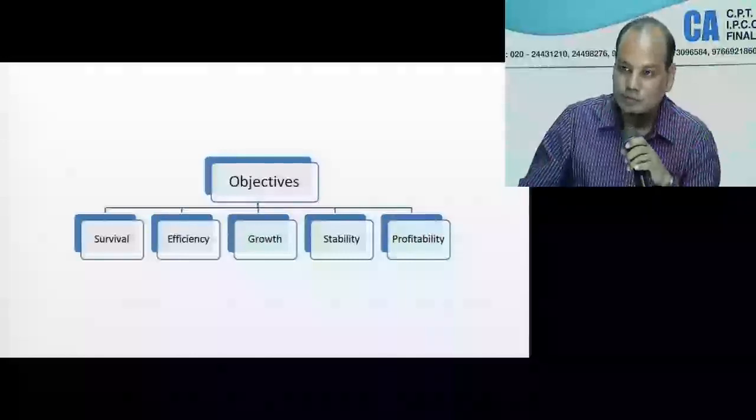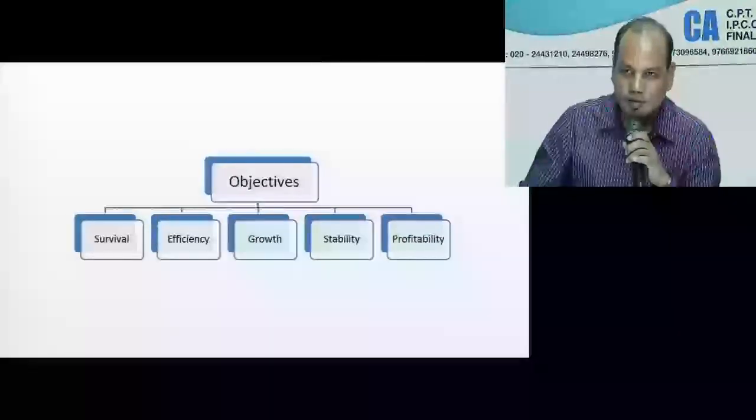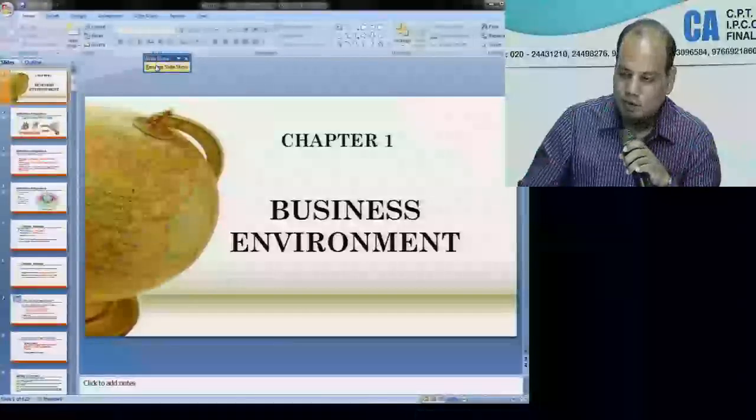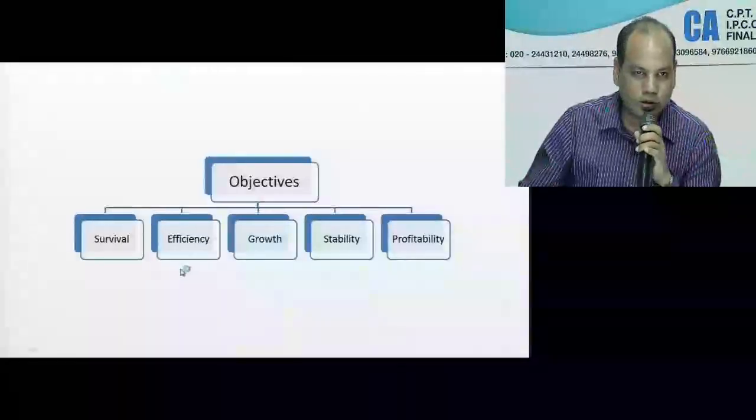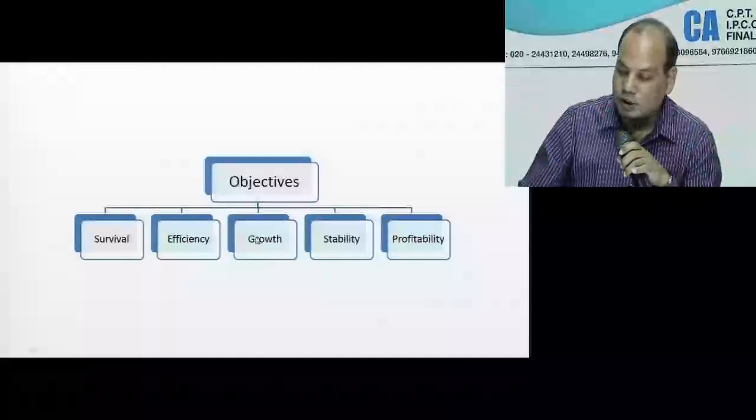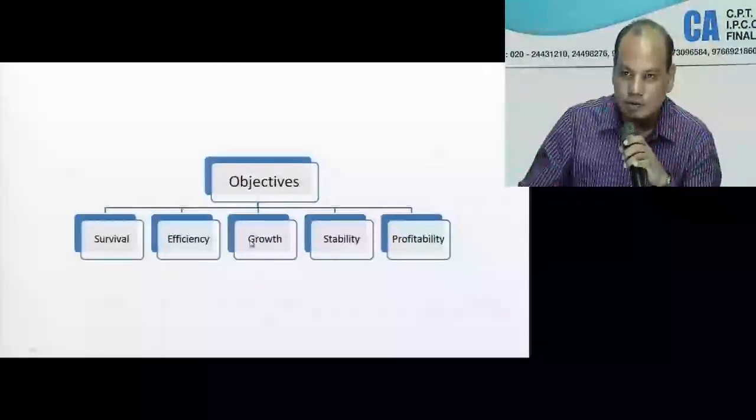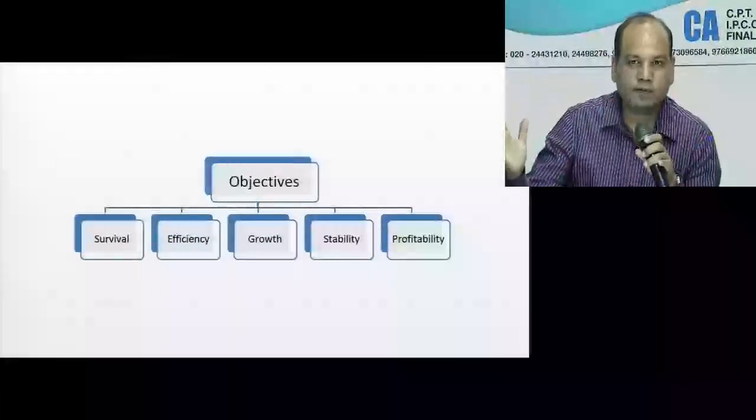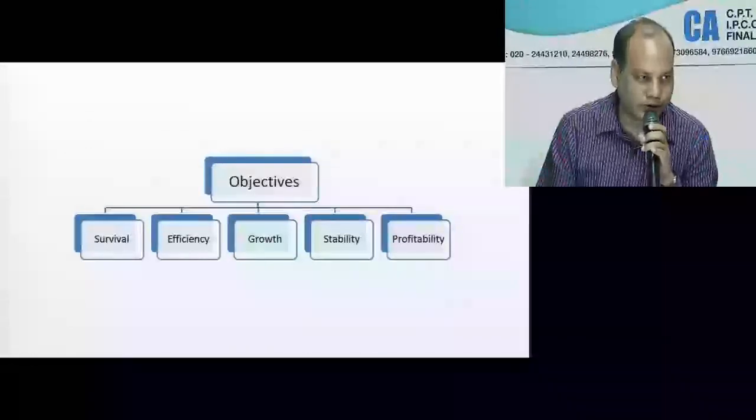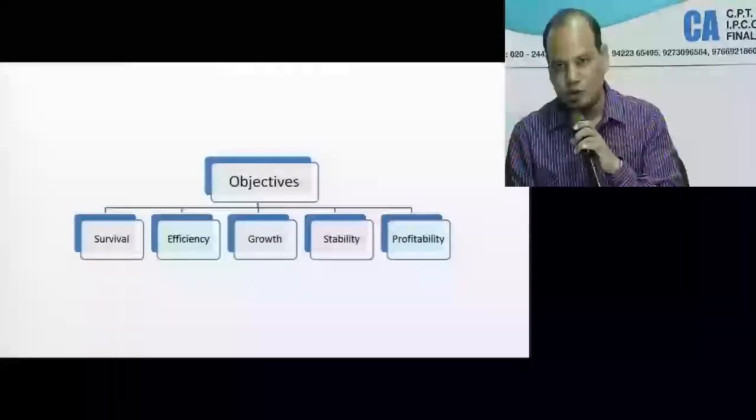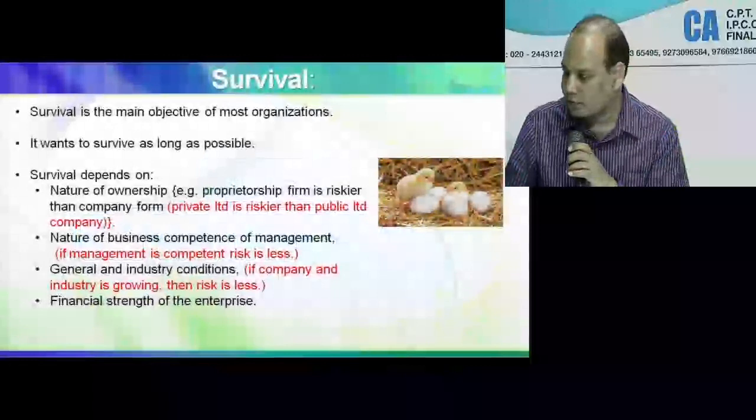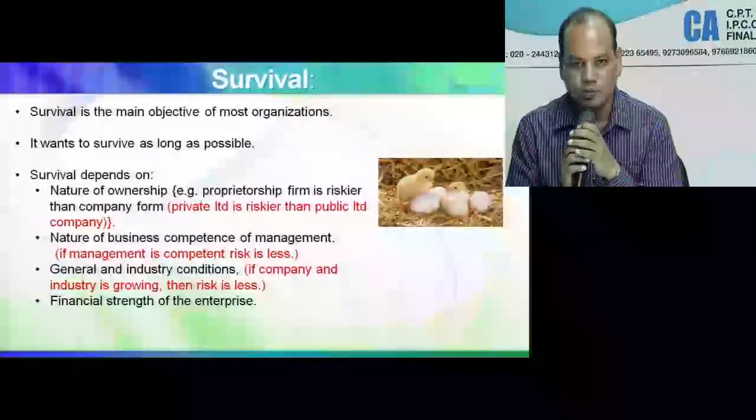Objectives of business. First and foremost, survival. We'll discuss survival in the next slide. Then efficiency. Inefficient business cannot survive in the long run. Okay. Then continuously we are discussing growth. The objective of business is growth. The objective of business is stability. And the objective of business is profit. So there can be many more, but these are the 5 main objectives of any business. Survival, efficiency, growth, stability, profitability. Okay. So first few minutes we will understand what is survival objective.